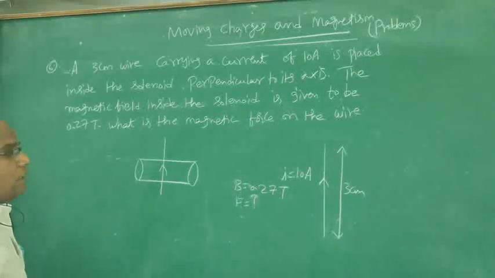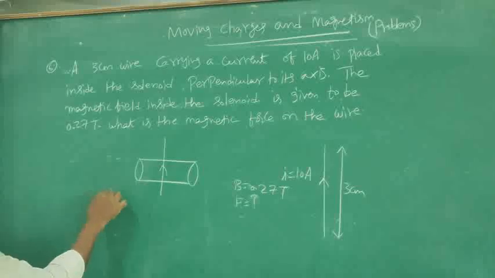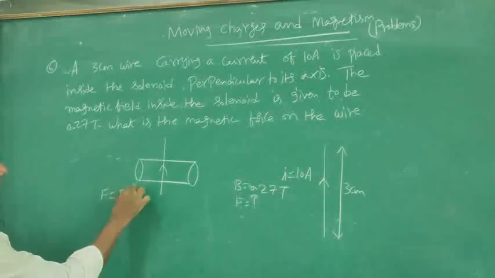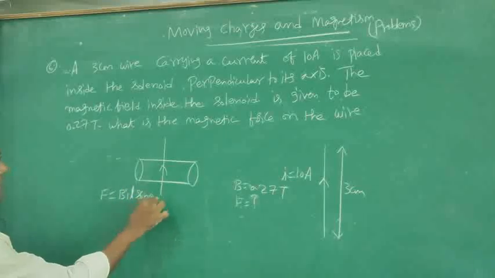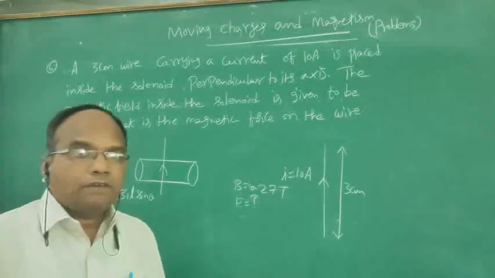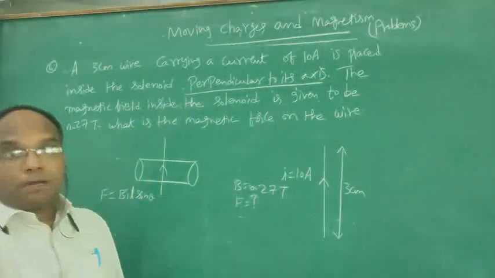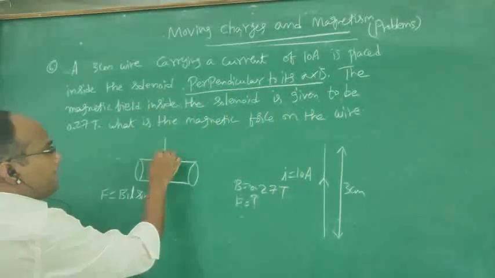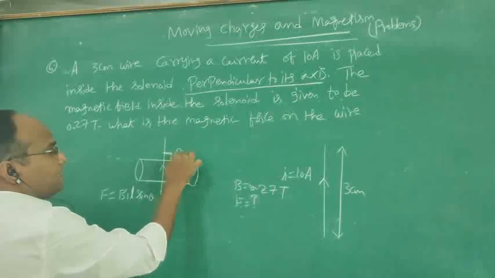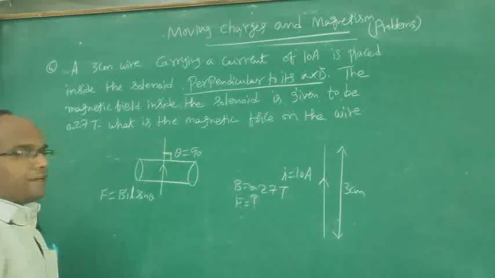So here, for the force, what is the formula we have to write? F is equal to BIL sin theta, but here theta is not given. So what are they given? Perpendicular to its axis. Perpendicular means this is perpendicular, so theta is equal to 90 degree.